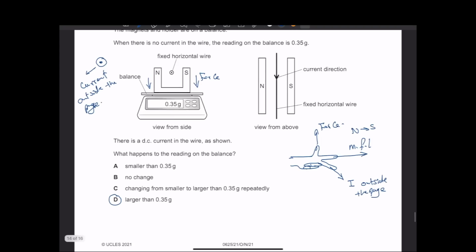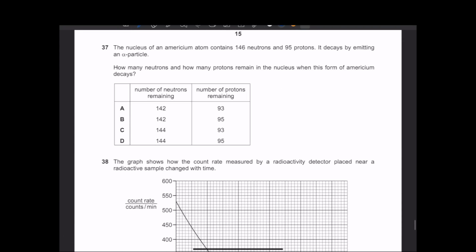That was 36. In question 37, the nucleus of an americium atom contains 146 neutrons and 95 protons. It decays by emitting an alpha particle. How many neutrons and how many protons remain in the nucleus when this form of americium decays? I'm not sure if I pronounce the name of the element fine or not, but anyway, for this element, if we take alpha out, it means these two numbers will be changed.